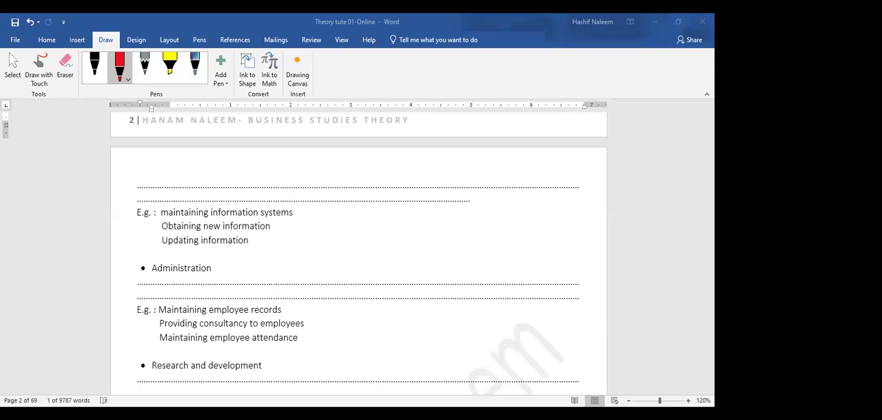Okay, perfectly. Guys, up to this, is it clear? Administration. Is it okay? Clear? Anything you want me to explain? Okay, good. What's the next activity?